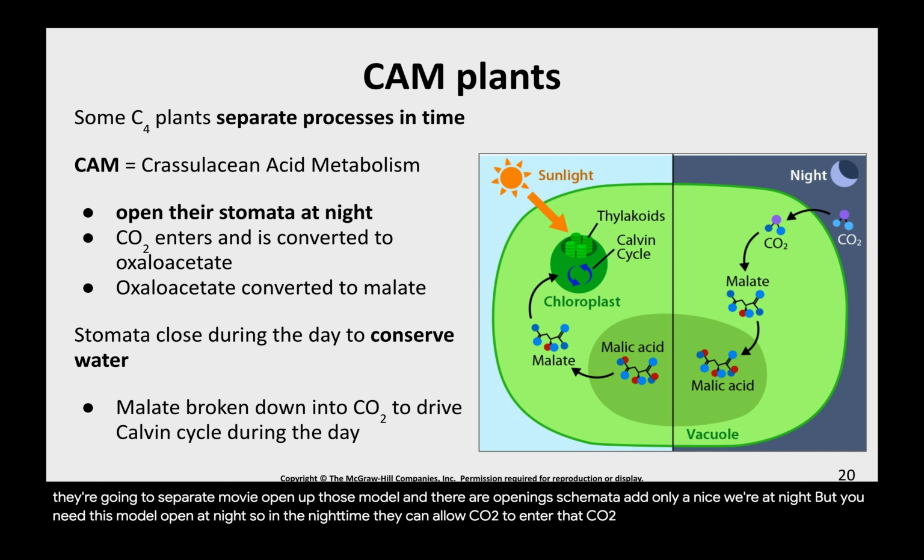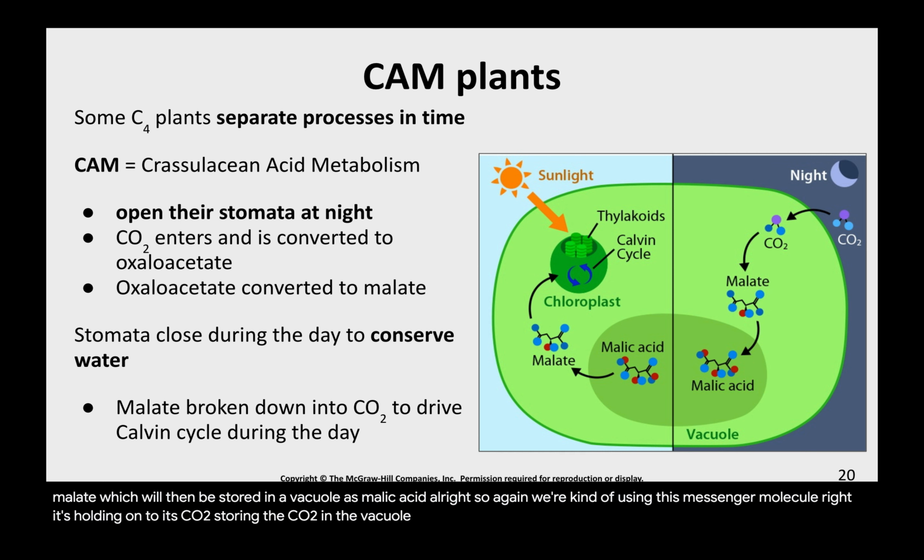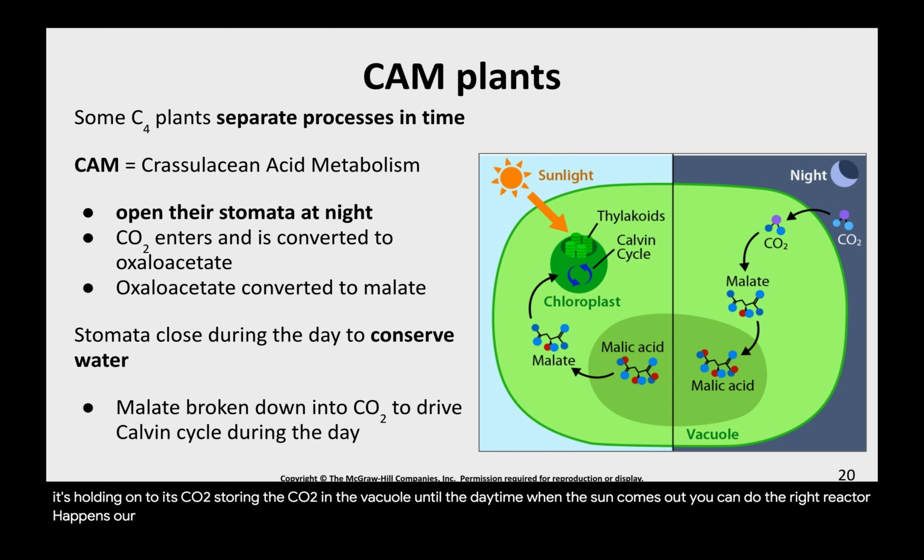That CO2 will be fixed into a molecule called malate, which will then be stored in a vacuole as malic acid. So again, we're using this messenger molecule. It's holding on to its CO2, storing the CO2 in the vacuole, until the daytime when the sun comes out and we can do the light reactions. When that happens, our CO2 is moved out of the vacuole, given to the chloroplast, and can go through the Calvin cycle as well.